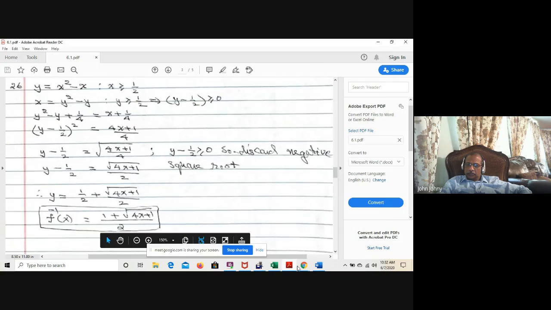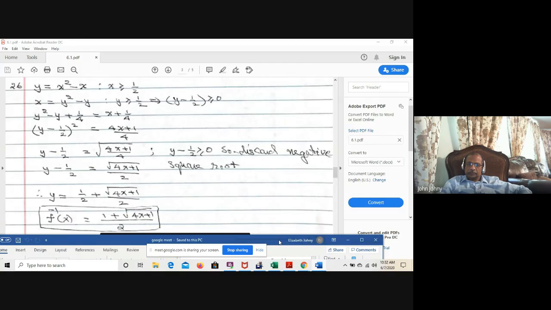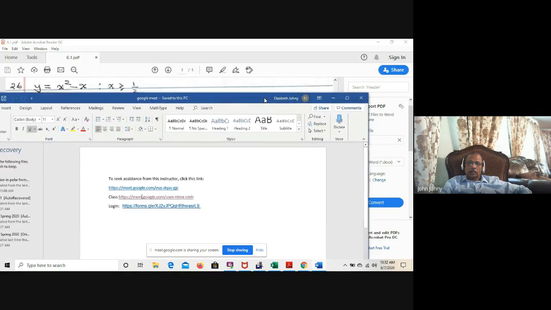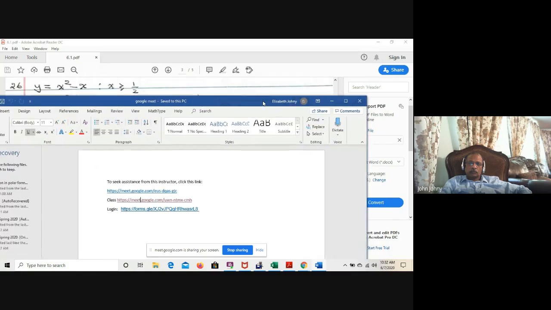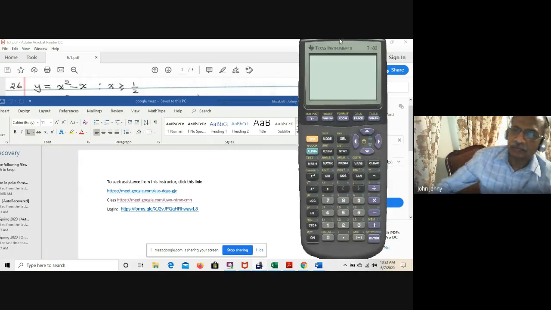Question number 26. Here the question is y is equal to x squared minus x, x is greater than or equal to 1 half. The reason a restriction is imposed upon x here is that otherwise this is not a one-to-one function. You know, y is equal to x squared minus x. You can very easily verify that.